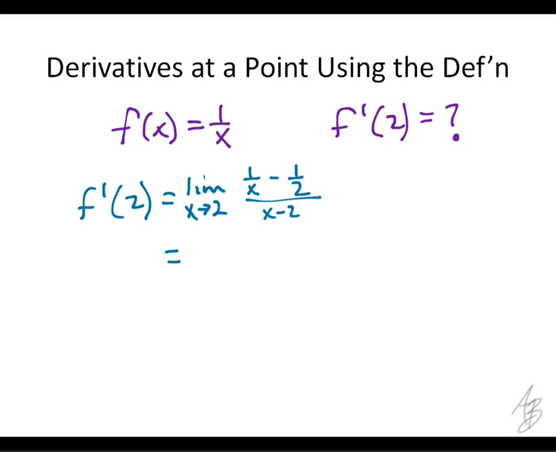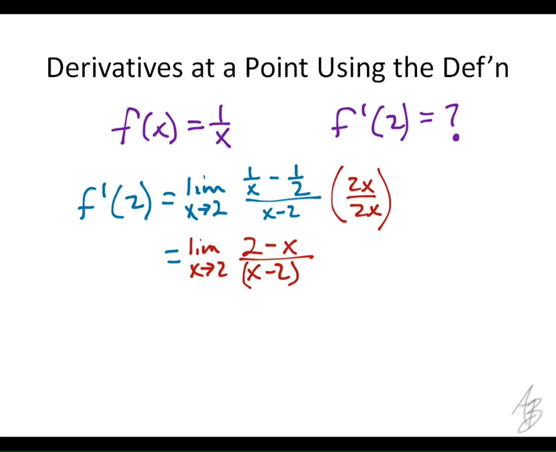Okay, multiply the whole thing by 2x over 2x. So that's going to give us the limit as x approaches 2 of, multiply 1 over x by 2x, and what do we get? 2, and then minus x over x minus 2 times 2x. Man, these look really similar. What's the difference between them? They're opposites of each other. So 2 minus x is the same thing as negative 1 times x minus 2. You guys agree with that?